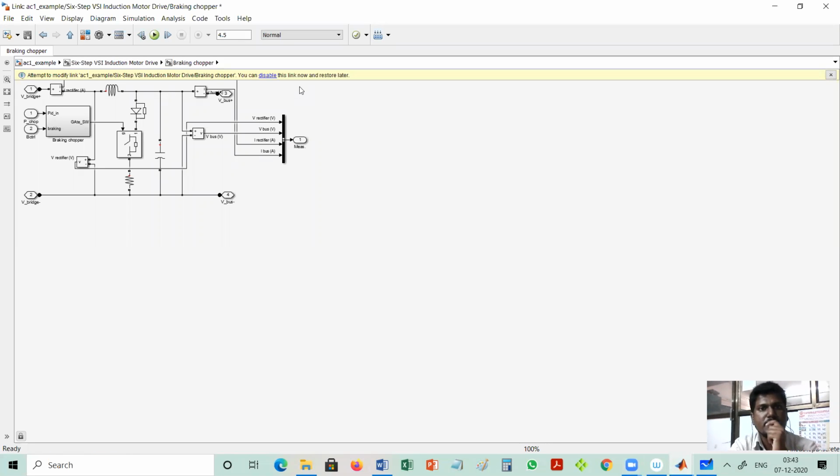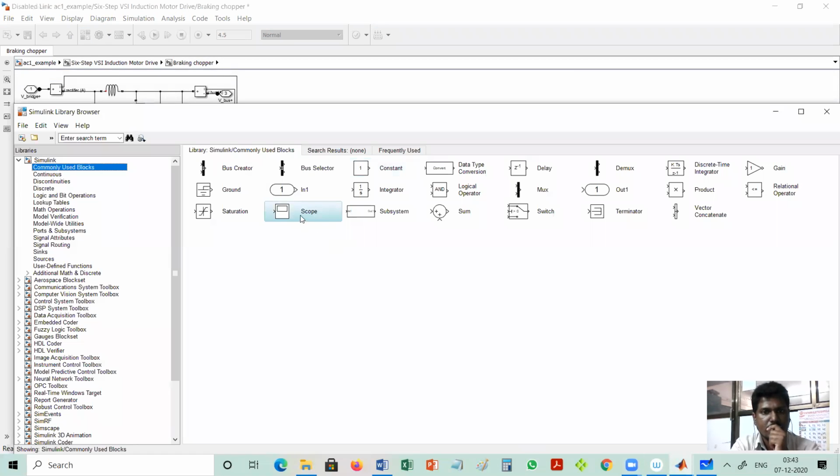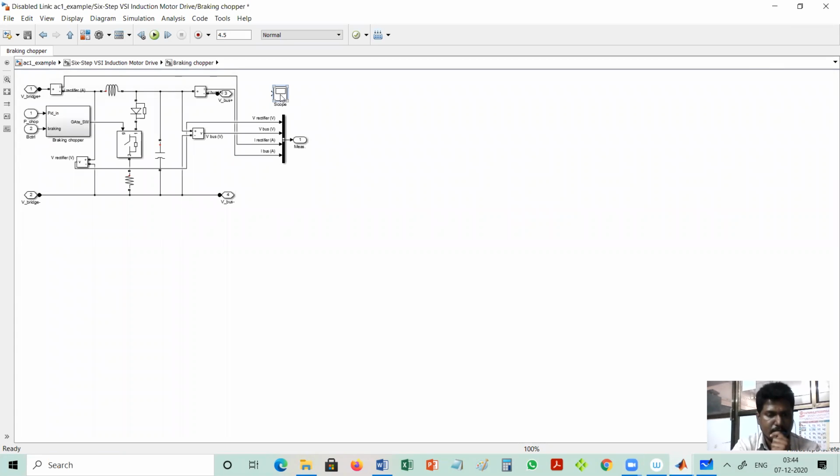Okay, but that will not be copied here, so you have to disable this link, disable here. Now you can copy that block here. So this DC link current is named here as I bus.